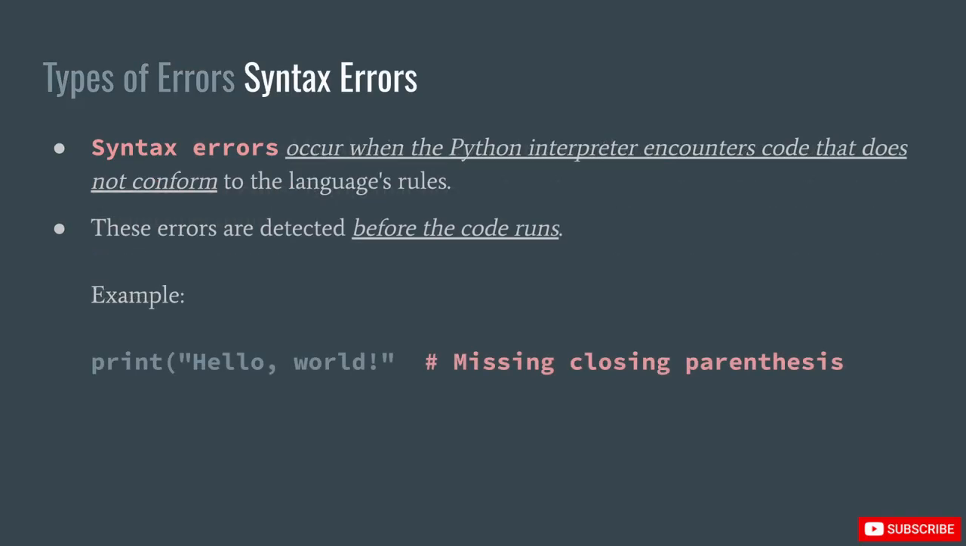Syntax errors happen when the Python interpreter encounters code that doesn't follow the language's rules. These errors are caught before the code runs. For example, in this case, we're missing a closing parenthesis in the print function. The interpreter will detect this and raise an error before executing the program.